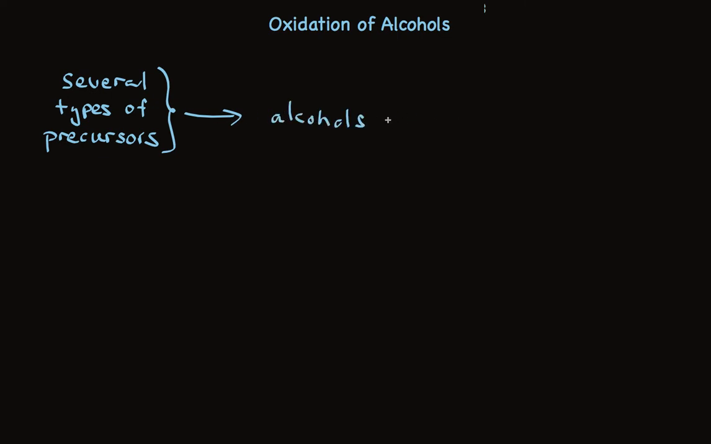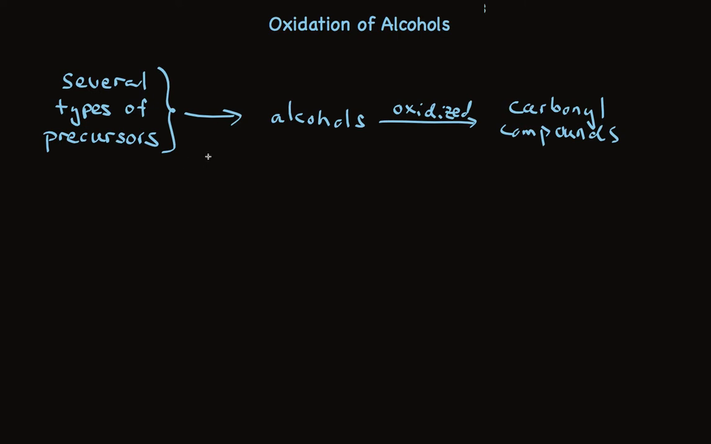So what I'm suggesting is that several types of precursors can be used to make alcohols, and then these alcohols can be oxidized to carbonyl compounds. And before we're done with this course, you'll understand that carbonyl compounds are really where the action is. So you need to be able to make those guys. And oxidation of alcohols is a very common way because alcohols can be readily prepared from several types of precursors.